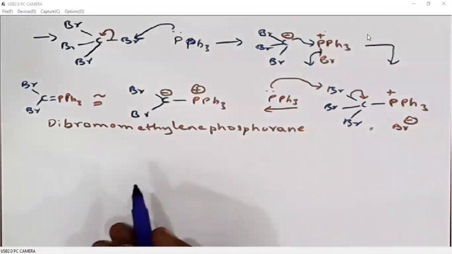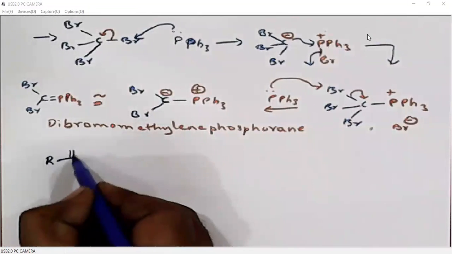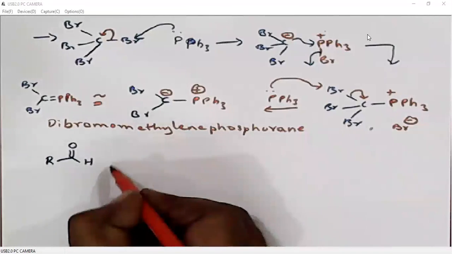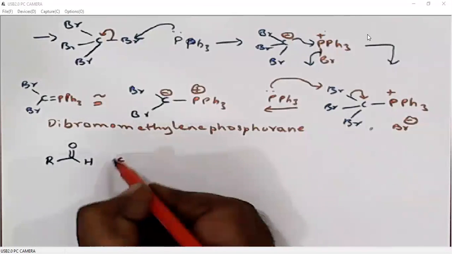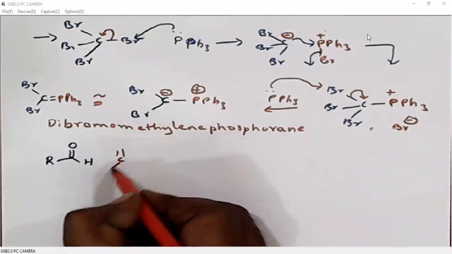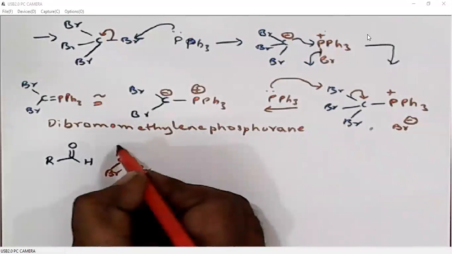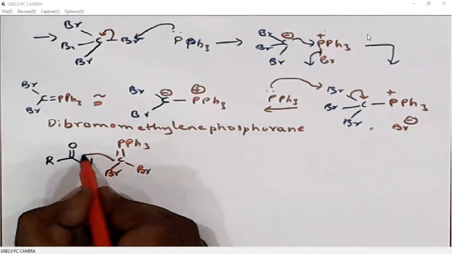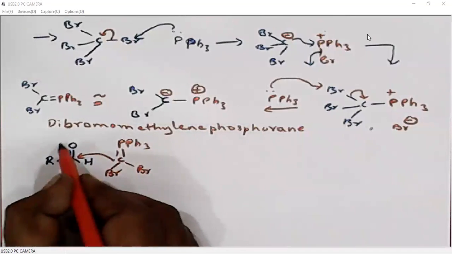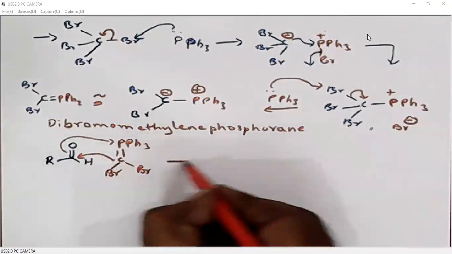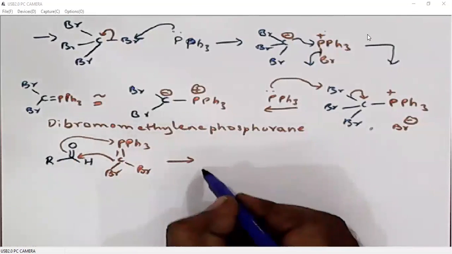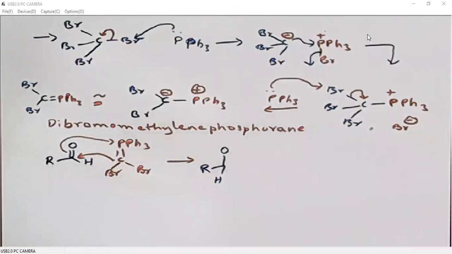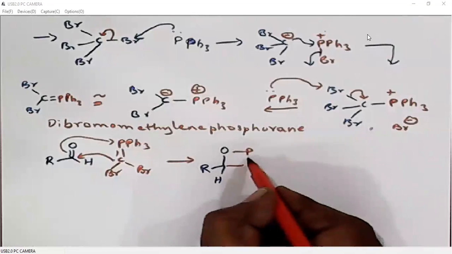Now from this, you know the same story, right? The phosphorus ylide reacts through its carbon negative charge with the carbonyl carbon. Then oxygen reacts with phosphorus. So like a 2+2 cycloaddition, it generates an oxaphosphetane ring.